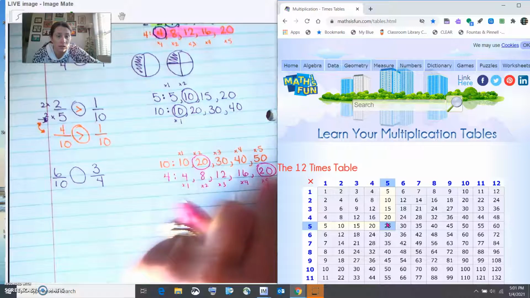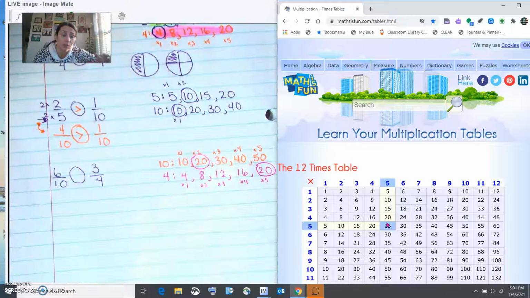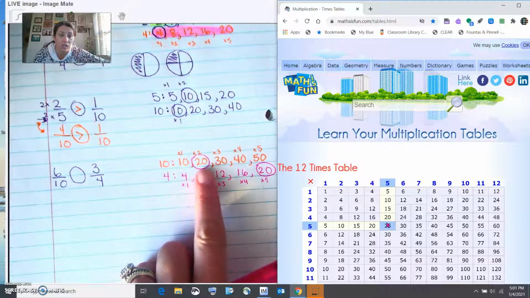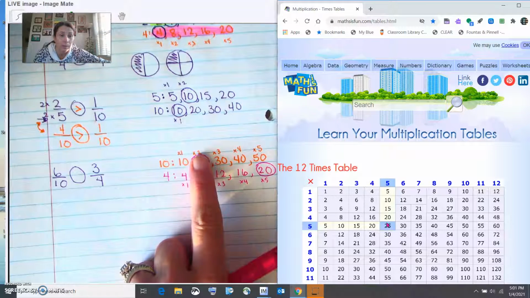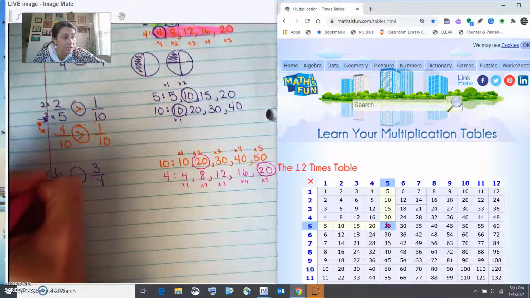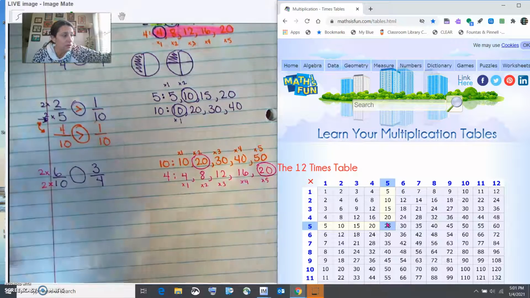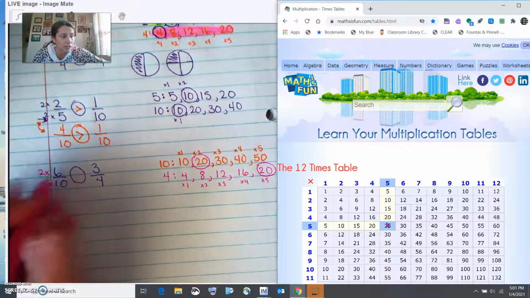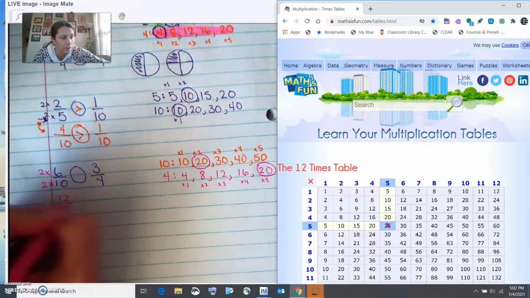There's 20 here. Okay, so now this is where we have two problems. We have to change the 10 to 20, and I look right up here. Oh, that means I have to multiply my 10 times 2, and then my 6 times 2. So let's go ahead and do that. So 2 times 6 is 12. 2 times 10 is 20.